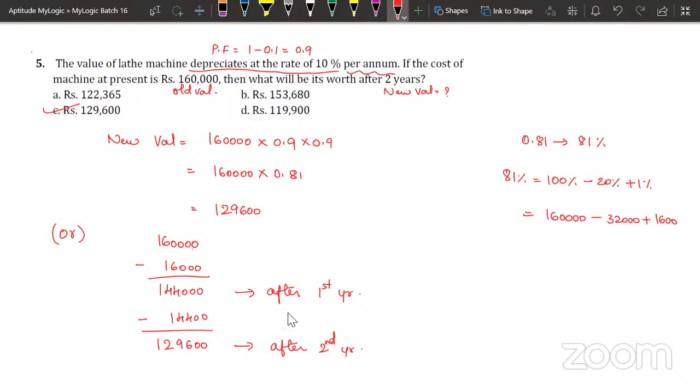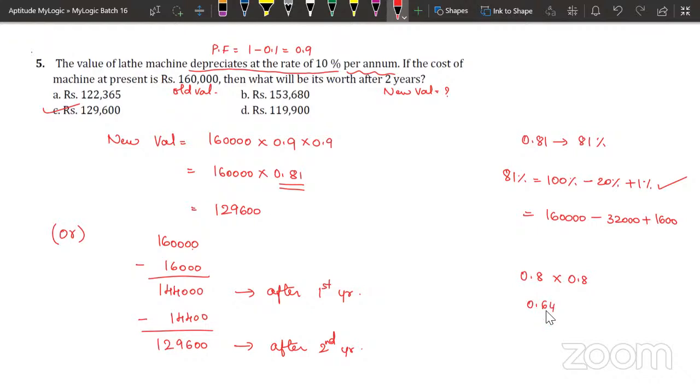Suppose instead of the original value, they have given the later value, that is the value after 2 years, and you are supposed to find the present value, then you won't be able to solve it this way. You have to use this percentage factor method. Suppose it is 20% for 2 years, then both the years it reduces by 20%. If it reduces by 20%, then the percentage factor is 0.8 and it reduces for 2 years. Therefore, you will write 0.8 into 0.8, which is 0.64.